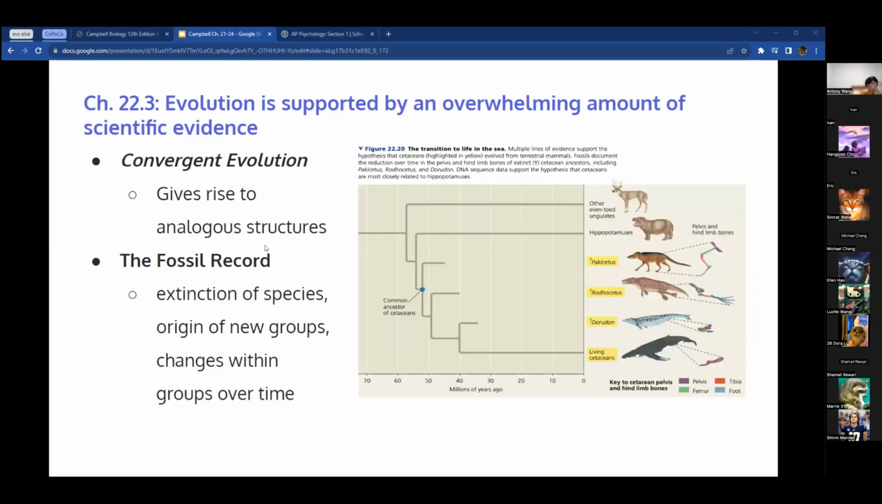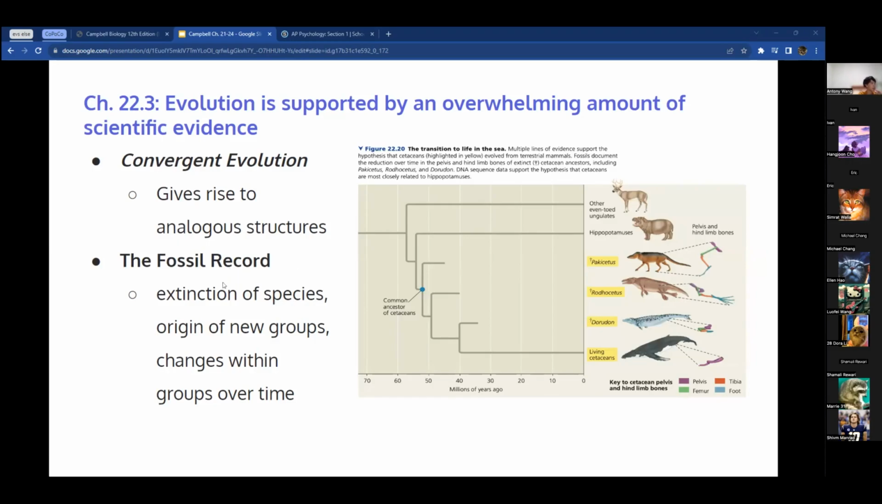Sure. Convergent evolution. Oh, this is what I was talking about before. Convergent evolution gives rise to analogous structures. So when similar evolutionary pressures cause two distantly related species to evolve into a similar morphology, that is convergent evolution, and the similarities between those species are called an analogy.